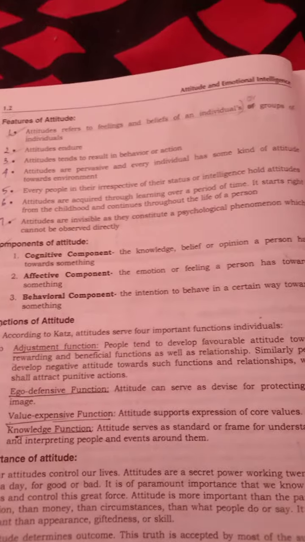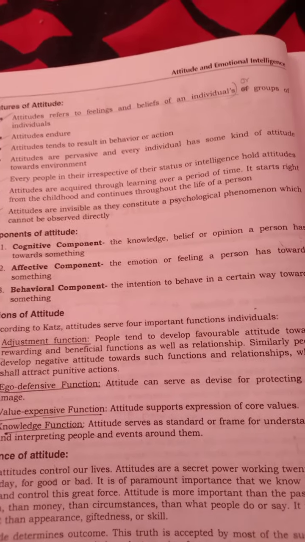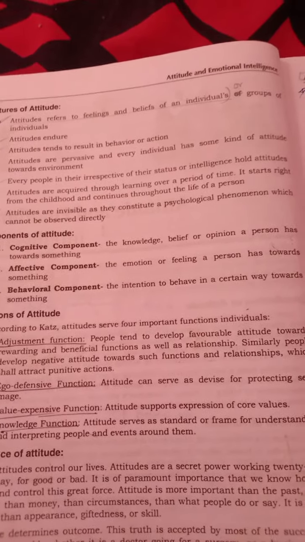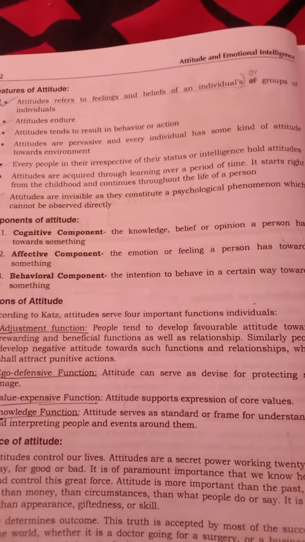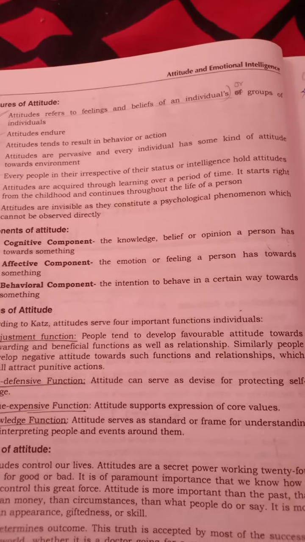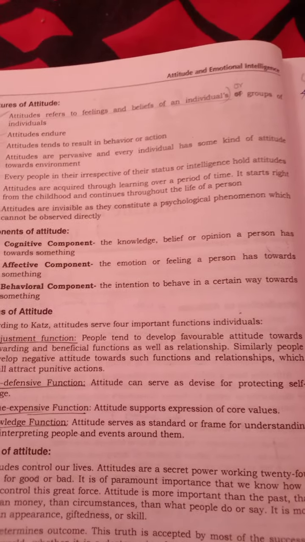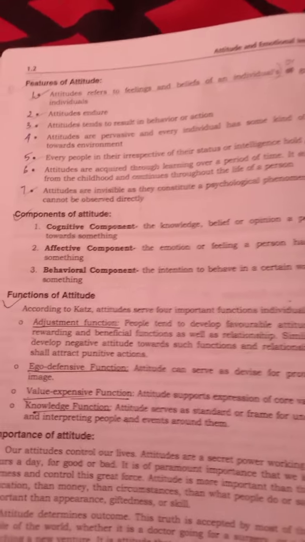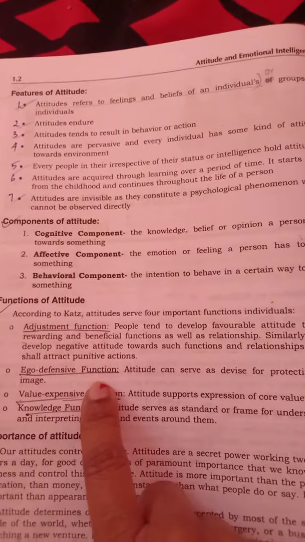So this is the first function, the adjustment function. You tend to adjust your attitude, showing whether you are favorable towards that object or not favorable towards that particular object, based on the benefit that you are going to receive. The next one is the ego defensive function.